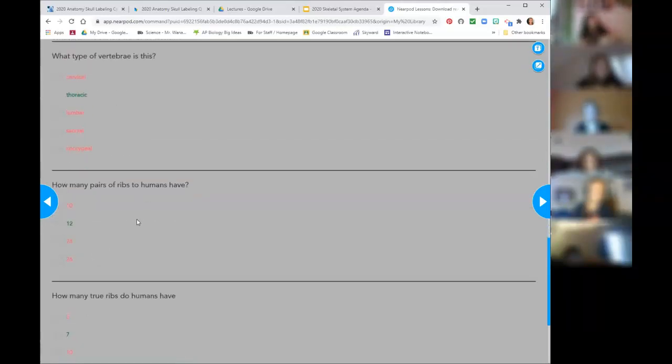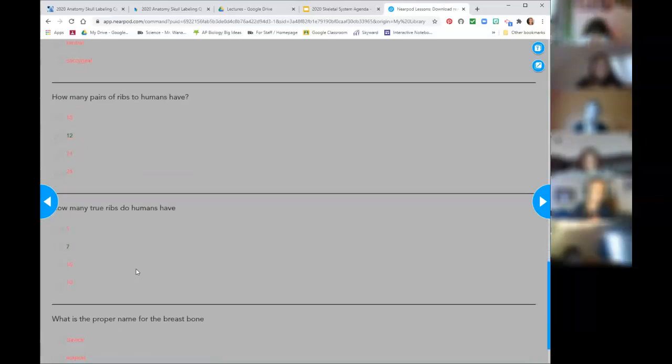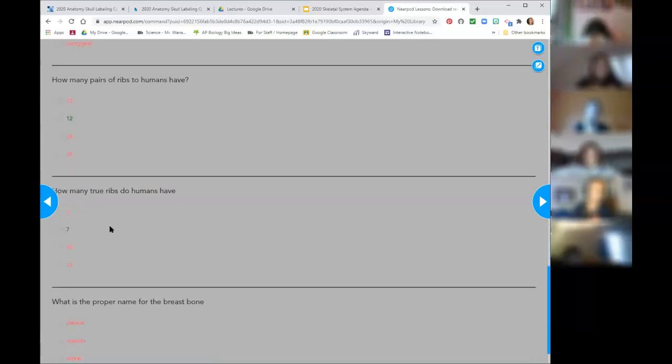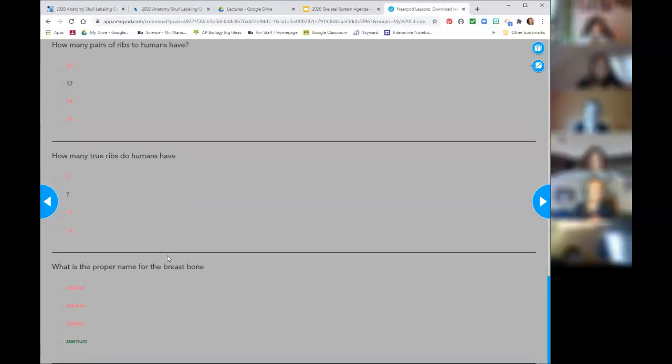Total of 12 pairs of ribs, and we have 7 that are true. The first 7 are true. The next 5 are false. The last 2 of those 5 are floating. And then the proper name for the sternum is the breastbone. Okay.